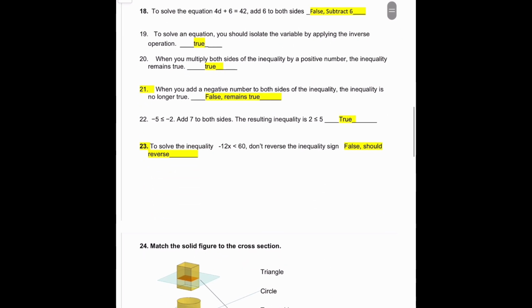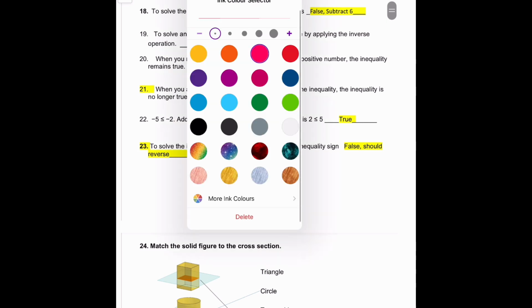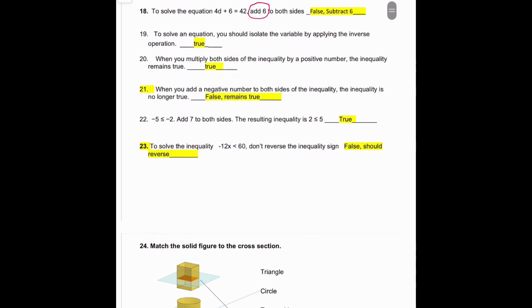Next one is true or false. To solve the equation 4d plus 6 equals 42, should you add 6 on both sides? Is that what you do? No, I would not add 6 on both sides. I would subtract 6 on both sides, so that I'll solve the equation. So the answer is false. To solve an equation, you should isolate the variable by applying the inverse operation.